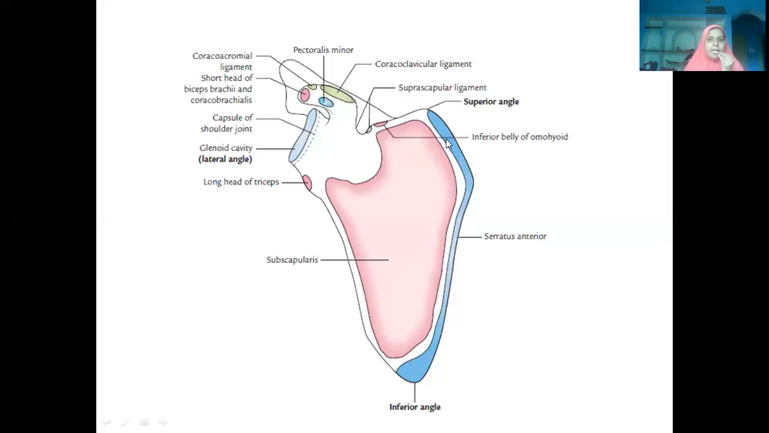Along the medial border, we will see the insertion of serratus anterior. Serratus anterior originates along the ribs, the upper 8 ribs. So we are finding the serratus anterior insertion. Basically, serratus anterior will have 8 digitations. These 8 digitations are all getting inserted along which border? The medial border of the scapula.